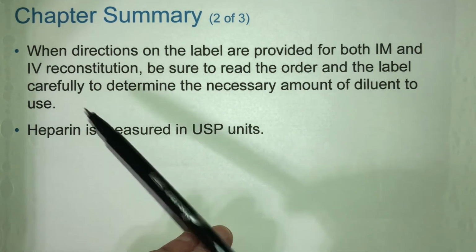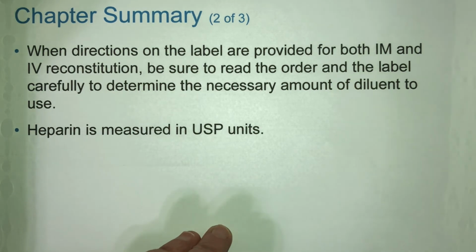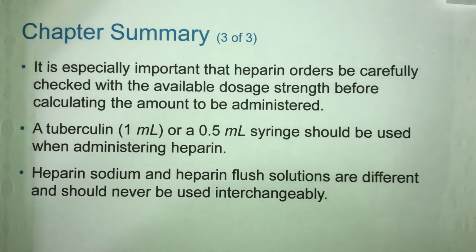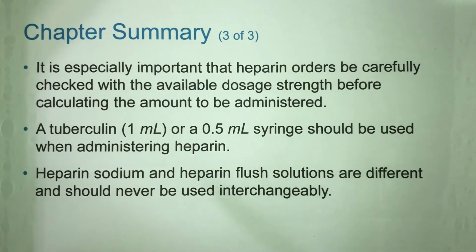Okay. Heparin is measured in USP units. It is especially important that heparin orders be carefully checked with the available dosage strength before calculating the amount to be administered. You should usually use a tuberculin or a 0.5 milliliter syringe when you're administering heparin. And again, make sure that you are not mixing up heparin sodium and heparin flush.